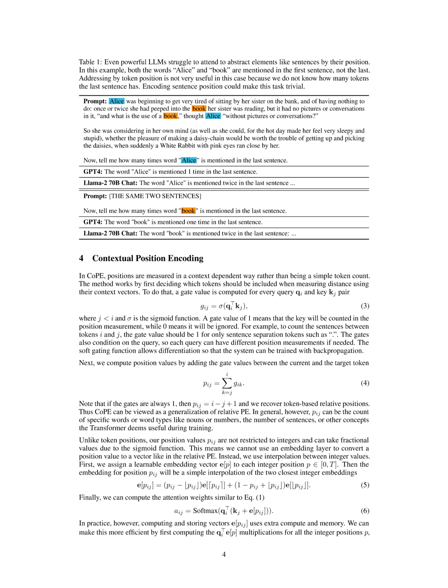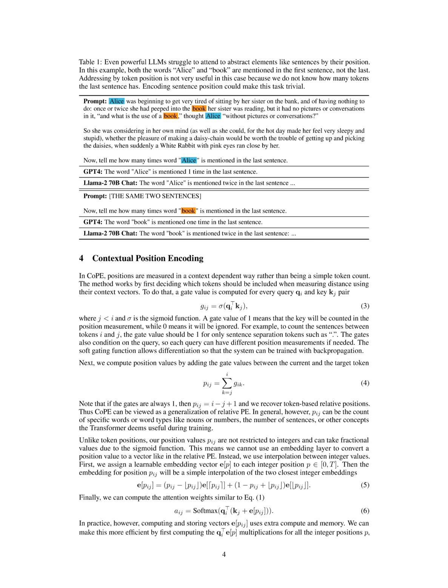Next, position values are computed by adding the gate values between the current and target token. If the gates are always 1, then the position value p_ij is calculated as i - j + 1, essentially recovering token-based relative positions. However, in general, p_ij can represent counts of specific words, word types, number of sentences, or other concepts useful for the transformer during training.